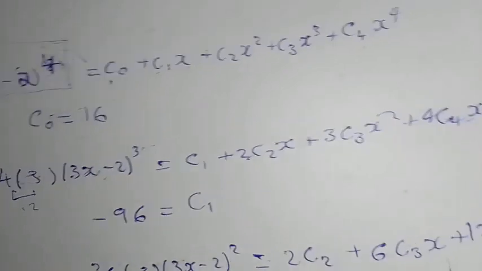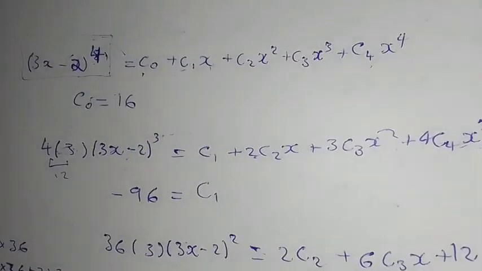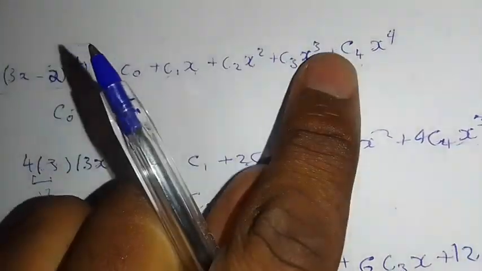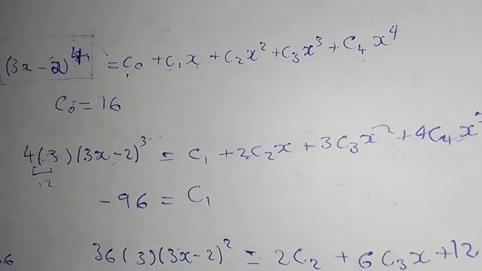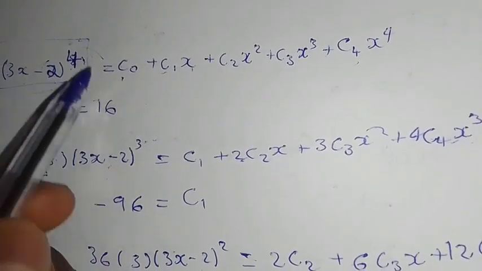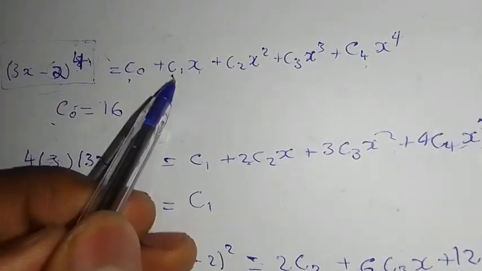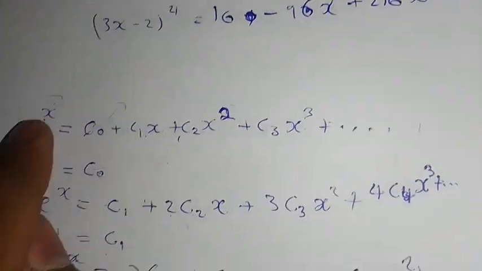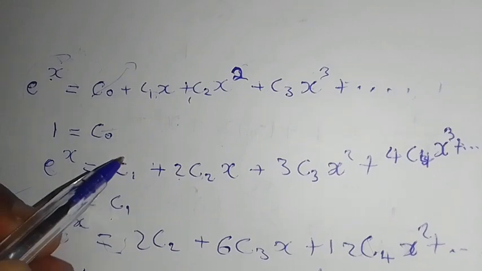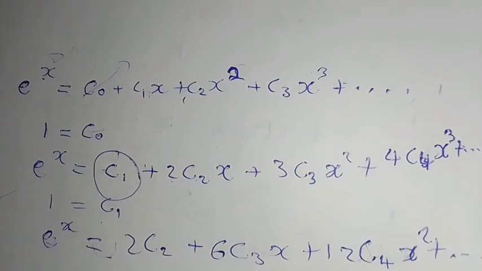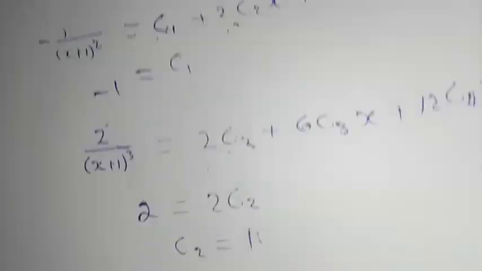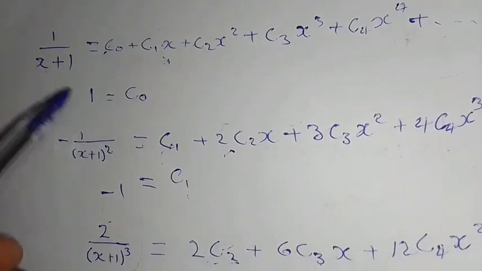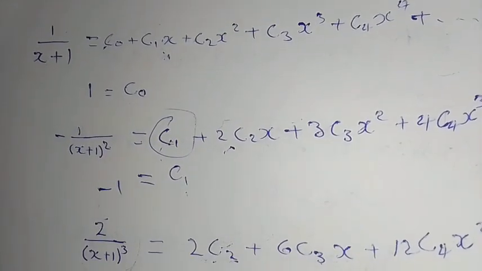Let's look at this one. This is the function. This is the series expansion of that. Notice something here. If you take the derivative of this one, c1 is the first term in that derivative. Let's look again. e to the x. If you take the derivative, c1 is the first term of that derivative. We did this a number of times. This one, the first derivative, c1, you just have that.